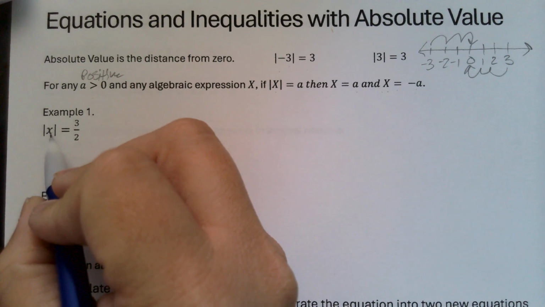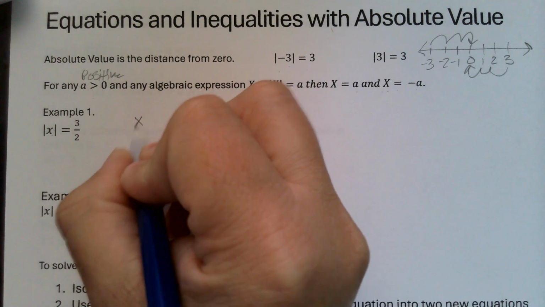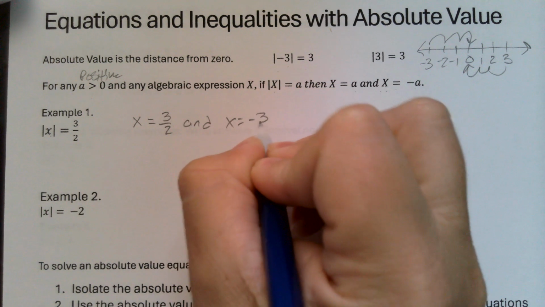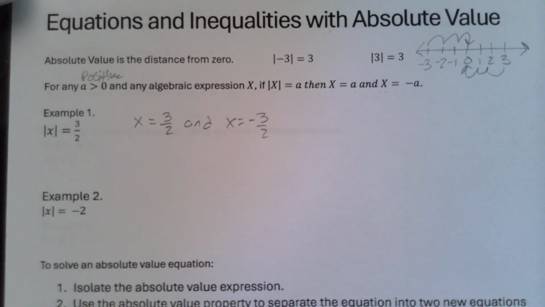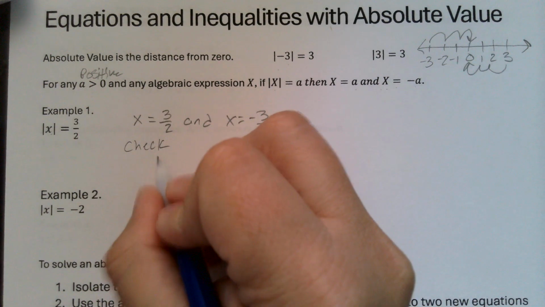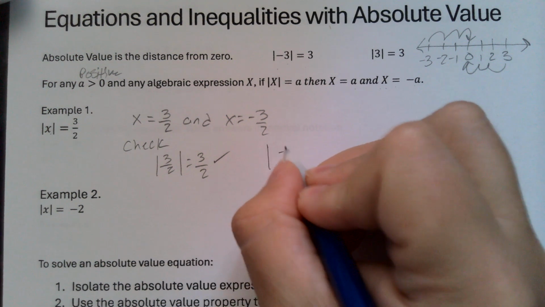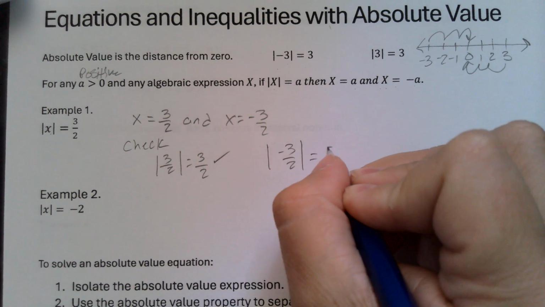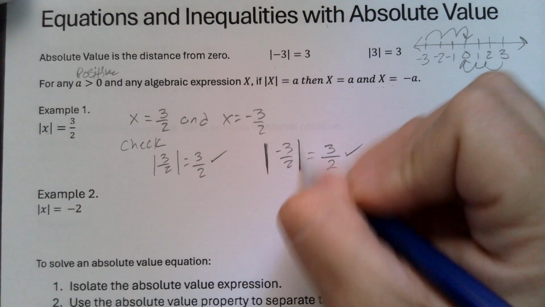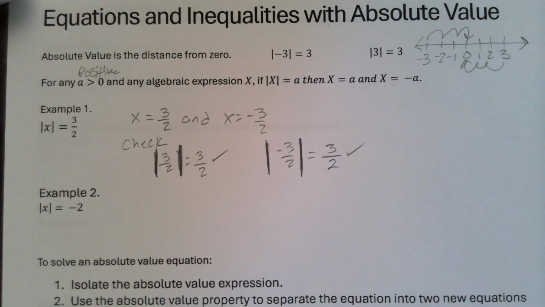For our first one, our algebraic expression is x. We are equal to a +3/2. So we can split up into our two equations. I get x equals +3/2 and x equals -3/2. There's nothing to solve for. If we needed to solve, we would solve. Now let's check our answer. The absolute value of 3/2 does equal 3/2. The absolute value of -3/2 does equal 3/2. So it works. And whenever you draw your absolute value bars, make sure they don't look like ones. If you need to make them larger or thicker, do that, as long as you know they're not ones.